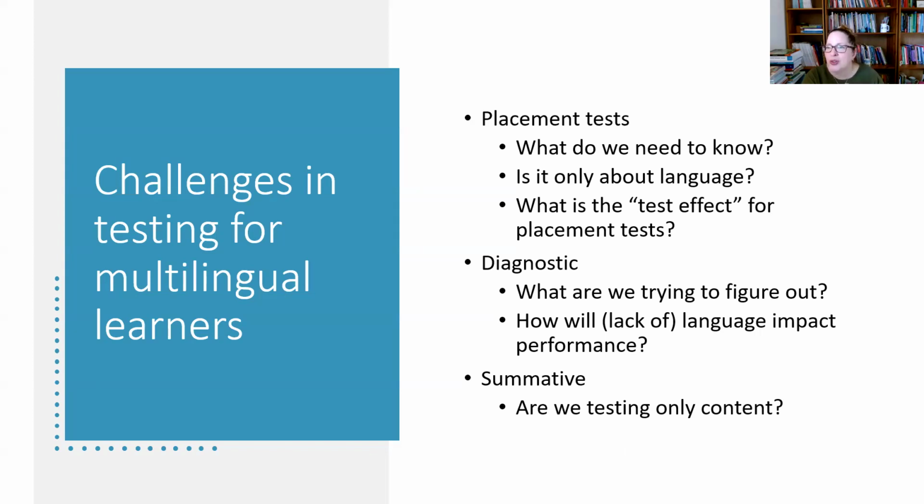What are we trying to diagnose, or what gap are we trying to identify? And then we have to look at the student's level of language and ask ourselves, how will their level of English or lack of level of English impact performance on that task? And for summative, we need to make sure that we very clearly think through, and we'll talk a bit about this further on, are we testing only content, or are content and the language inextricably linked, so that we're not only assessing their learning, but also assessing their level of the language of instruction?